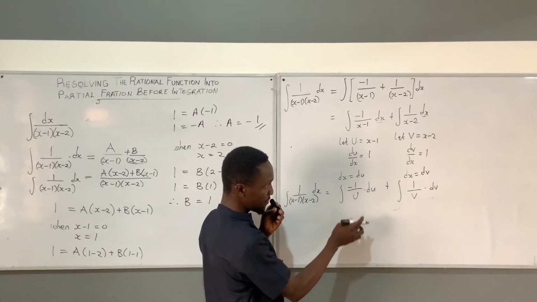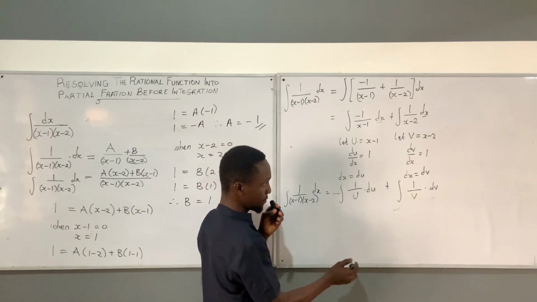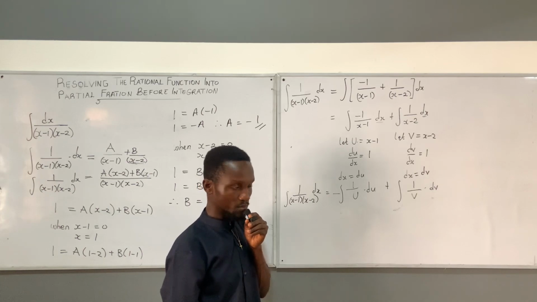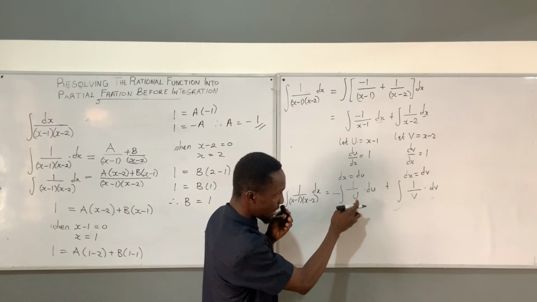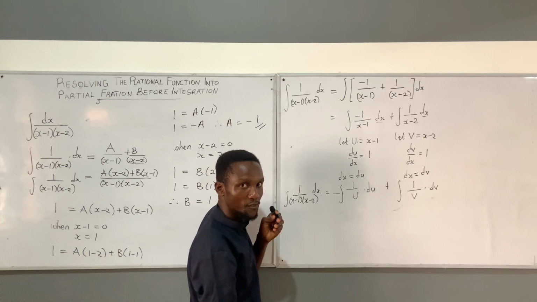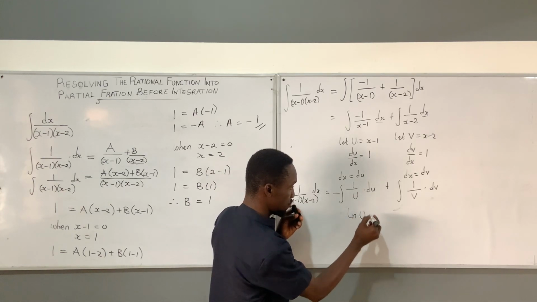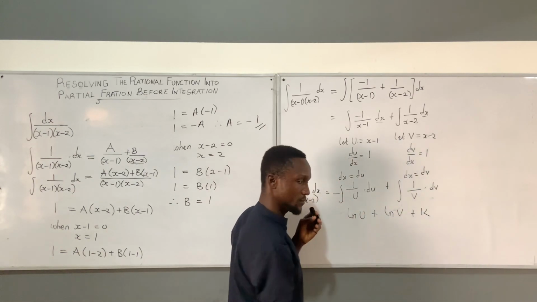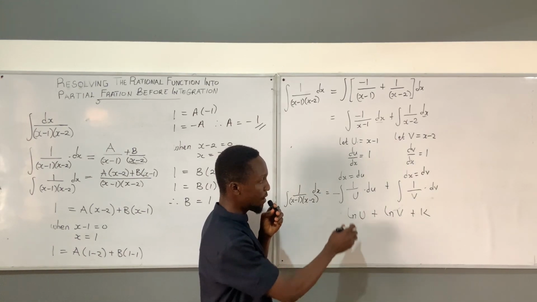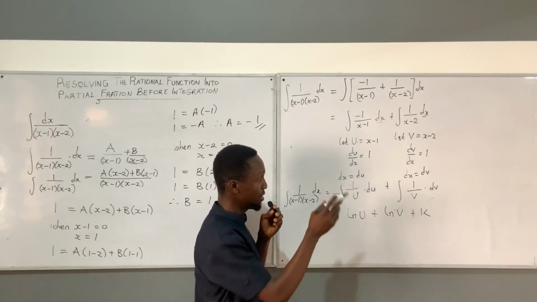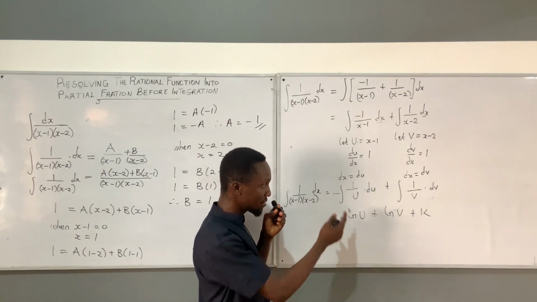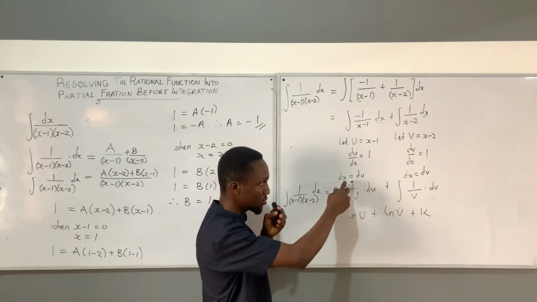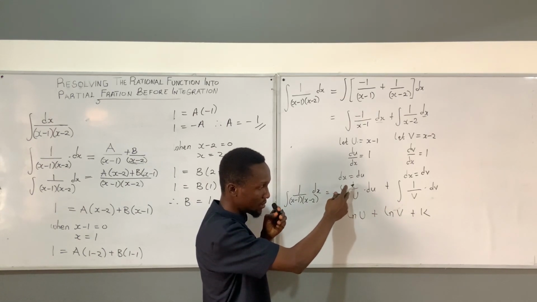I'll factorize this negative 1 outside, so let me clean it and put it here. Okay, so we have 1 over u. Very simple. Now when I integrate 1 over any variable, I'll get ln of that variable. So this becomes ln u plus ln v plus k. In integration, when you have 1 over u, 1 over x, 1 over v, when you integrate, you get the natural log of that. Okay? When I differentiate this, I'll get what? 1 over the variable u. I'll get back this one.